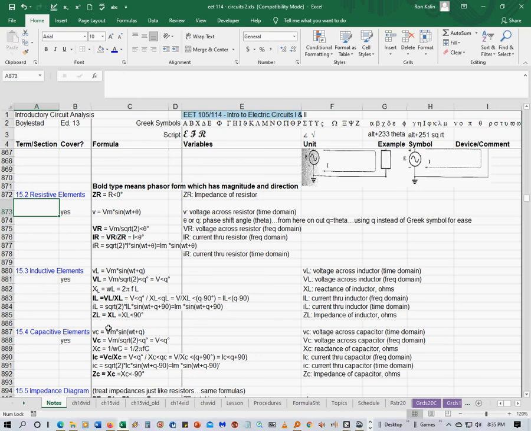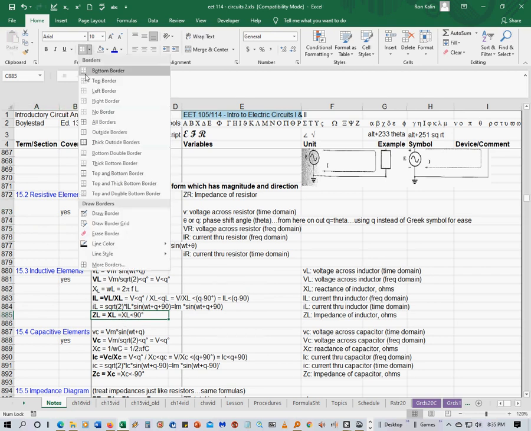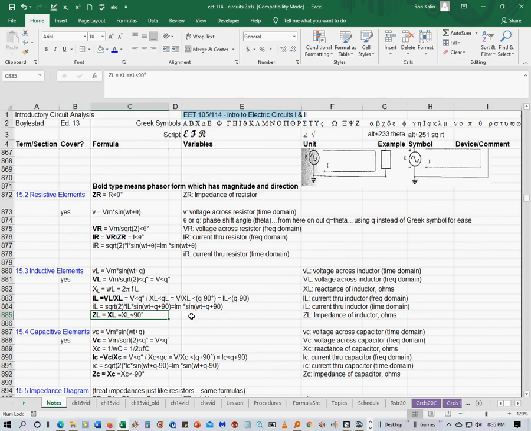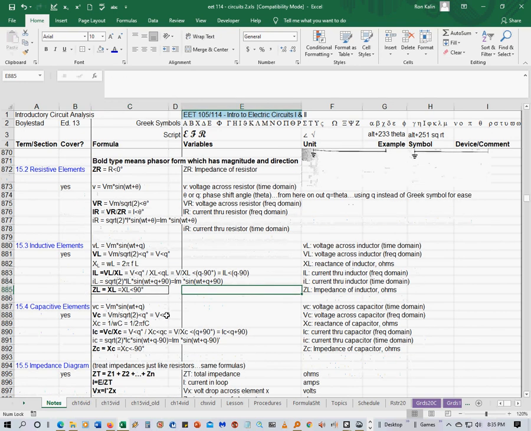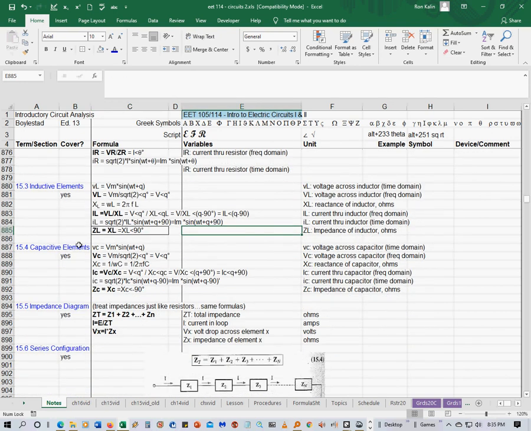And then z sub L is equal to x sub L is equal to the magnitude of XL with the angle of plus 90. So that's the definition of an inductor. Likewise, you have a capacitor. V sub C is the voltage across the capacitor, and then you convert this sine wave to this phasor by taking this and dividing by the square root of 2. Take the same phase angle, so that equals V angle Q.